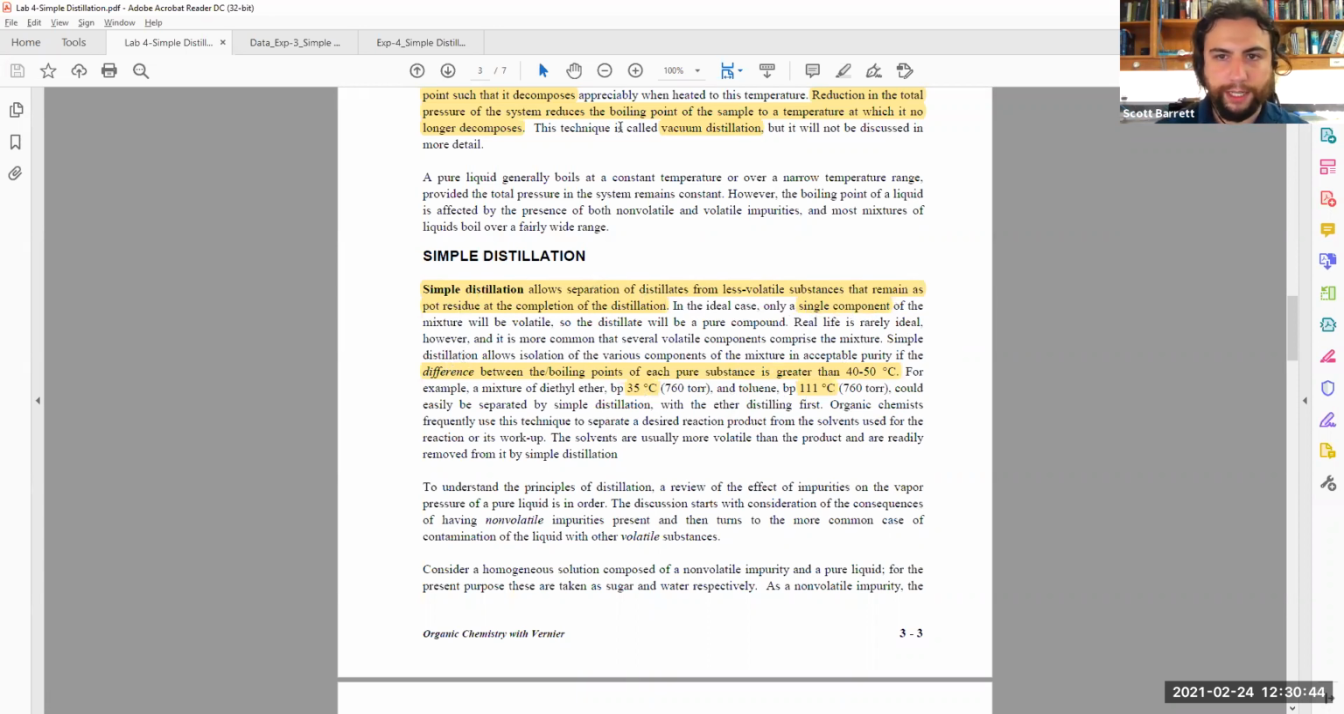So in this system, we'll be utilizing a single component separation in a simple distillation system, which is different than the fractional distillation that we covered from last week. And it allows the isolation of various components of the mixture in acceptable purity if the difference between the boiling points of each pure substance is greater than 40 to 50 degrees Celsius. If not, then we would be utilizing a more in-depth technique like fractional distillation.